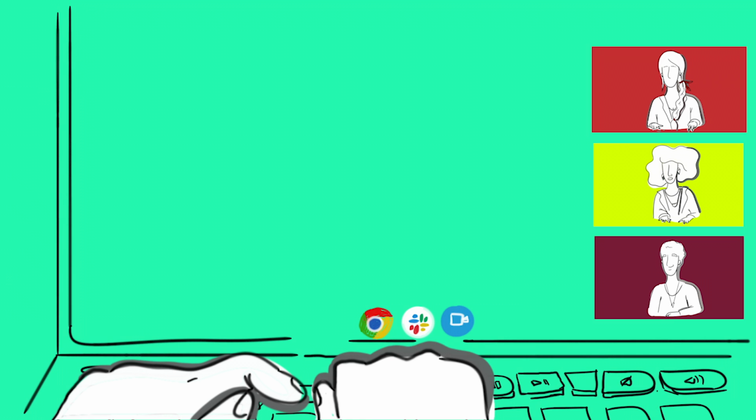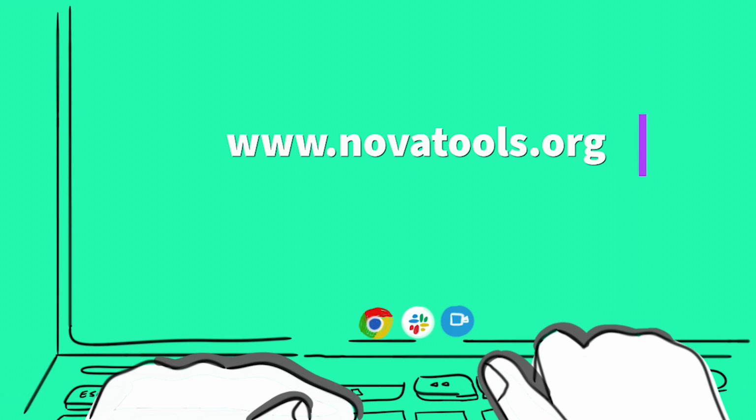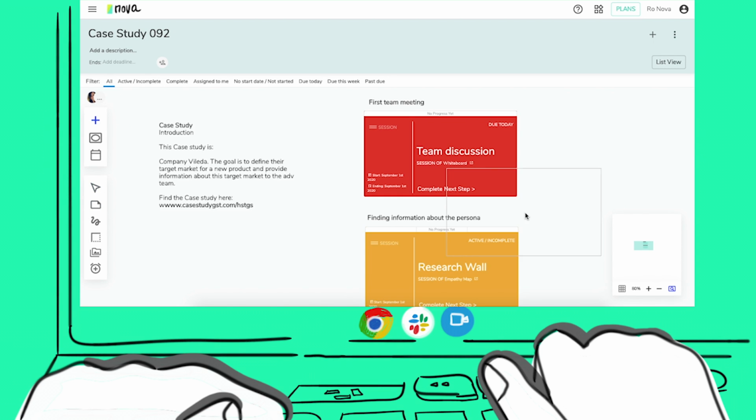To make it easier for his students, he decided to use Nova and create a template for each case study so they can easily work together.